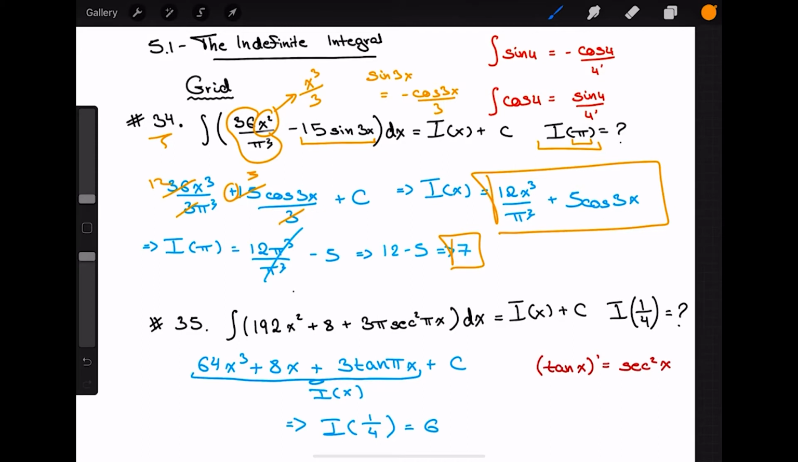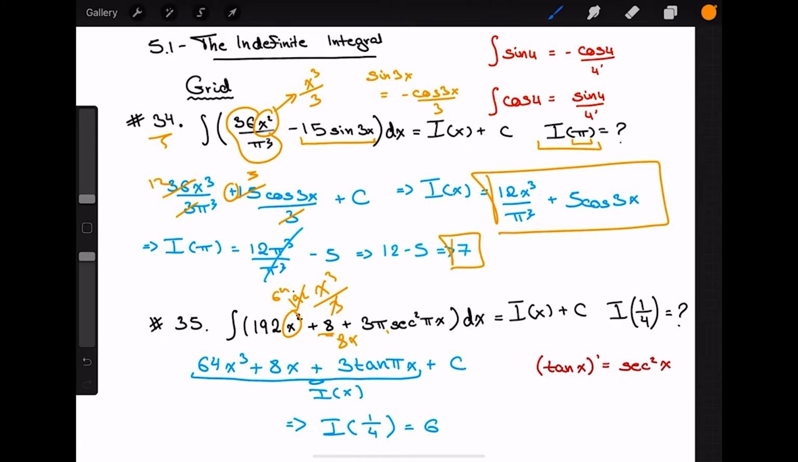So 192x to the power 2. This would be x cubed over 3 times 192. These cancel out, you get 64. If you have a constant, you just multiply it by x.